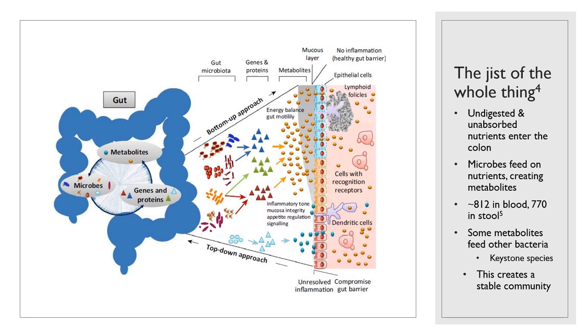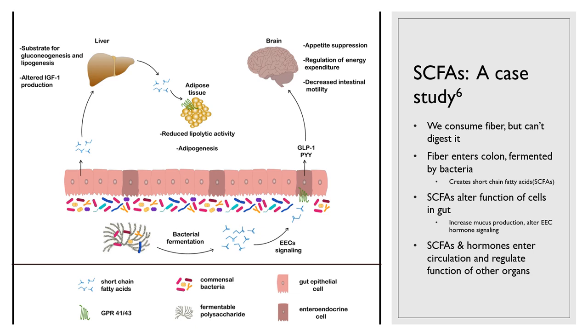A great case study for how this works involves short-chain fatty acids. Short-chain fatty acids are the byproduct of the fermentation of fiber by the microbes within our gut. Not all the microbes, there are certain microbes that can ferment fiber, and it creates these short-chain fatty acids. This only happens because we can't digest the fiber. If we digested and absorbed the fiber before it got to the colon, they would never get a crack at this. Fortunately, we can't make enzymes that break down fiber.